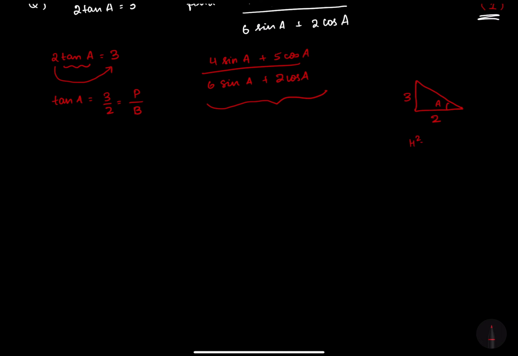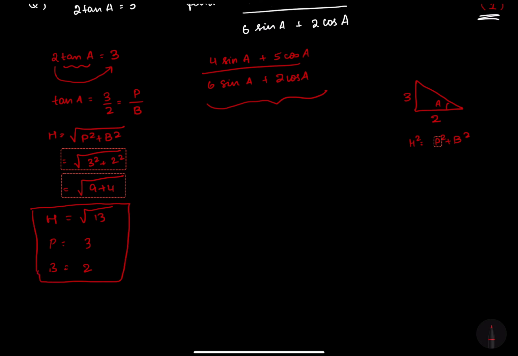Hypotenuse formula, h square is equal to p square plus b square. So I'll write h is equal to root of p square plus b square. So p is 3 square and b square is 2 square, which is 9 plus 4, which gives us root 13 as our h value. Okay, now we have p is equal to 3, b is equal to 2. From these three values, we can definitely get the value of sine A and cos A.